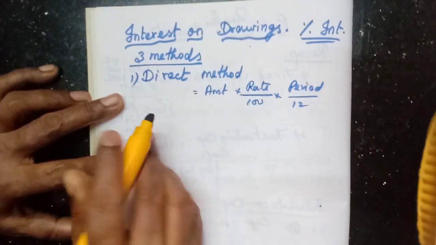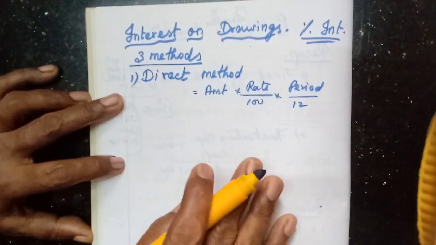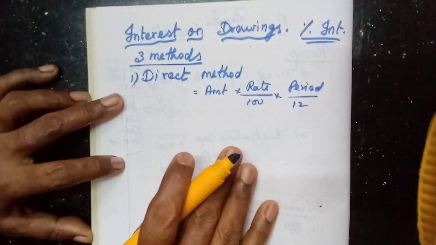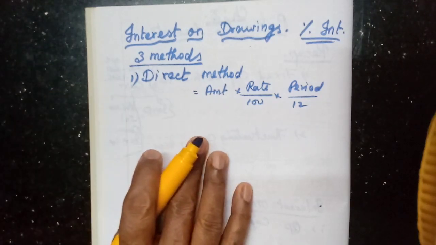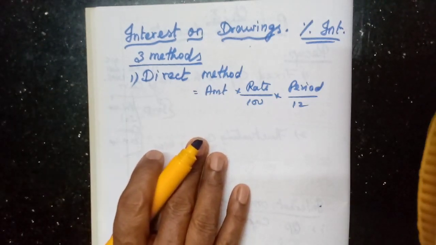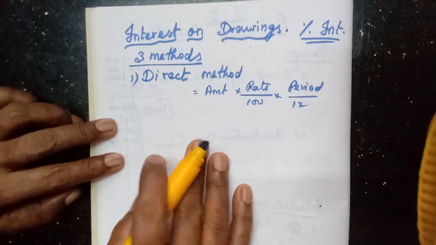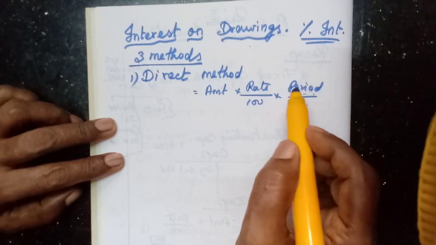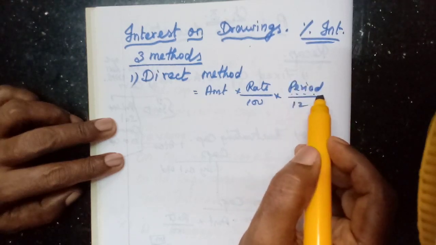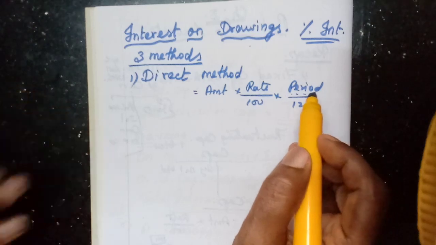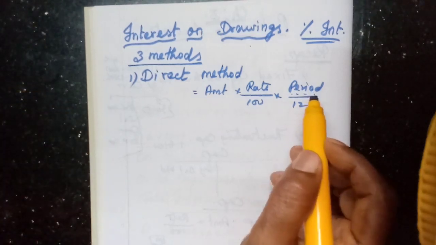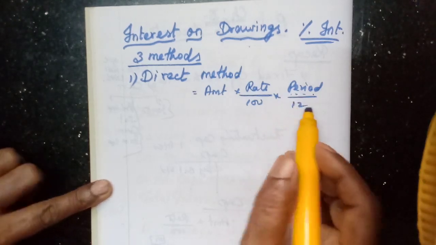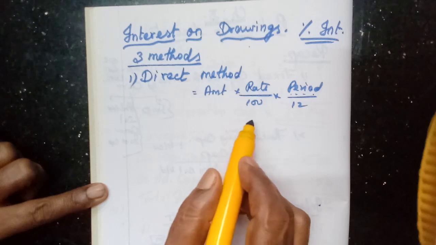Then the product method, the next one that we will see later. Another one, the average period method. This way we will calculate the interest on drawings. So how will we calculate the period? From the date of withdrawal till the accounting period ends, that means the closing date of that accounting year, the same way that we prepared for the interest on capital. Now we will see one illustration from the book.